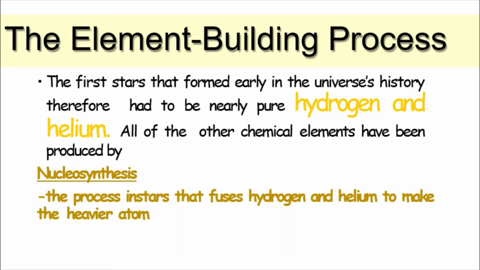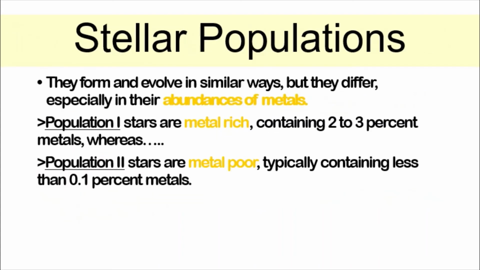Nucleosynthesis: the process in stars that fuses hydrogen and helium to make heavier atoms. Stellar populations form and evolve in similar ways, but they differ, especially in their abundances of metals. Population 1 stars are metal rich, containing 2 to 3% metals, whereas Population 2 stars are metal poor, typically containing less than 0.1% metals.